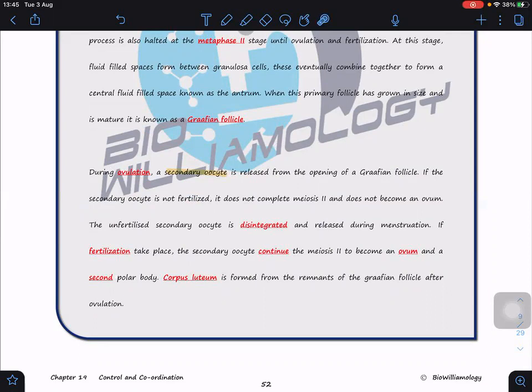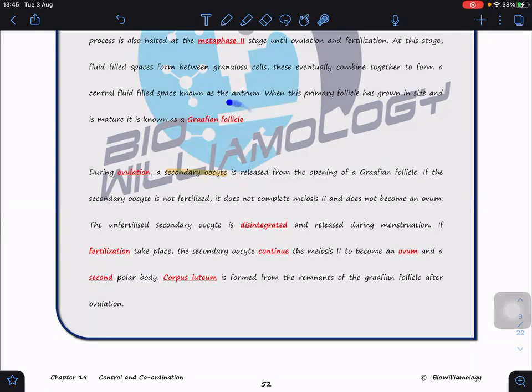If the secondary oocyte is not fertilized, it does not complete meiosis 2 and does not become an ovum. So therefore, no second polar body will be formed. But this unfertilized secondary oocyte will disintegrate and be released during menstruation. But if fertilization takes place, the secondary oocyte continues meiosis 2 and becomes the ovum, and this ovum only stays for a while, and the second polar body.